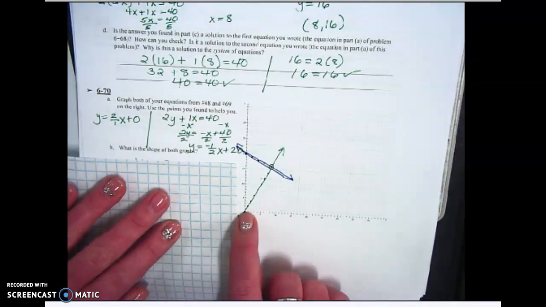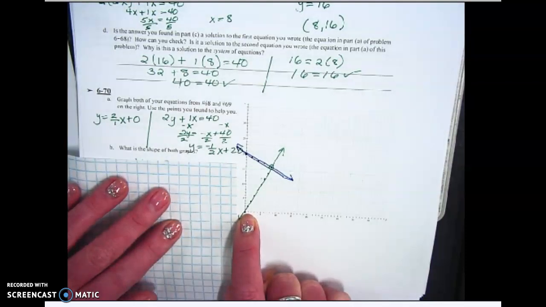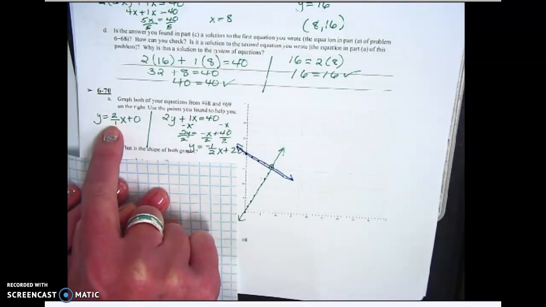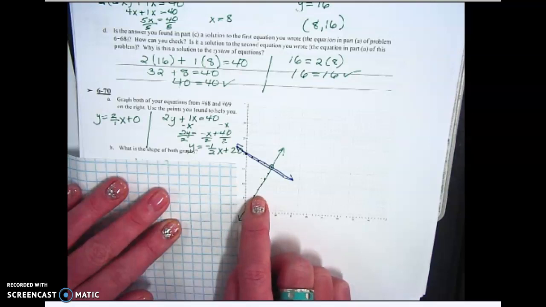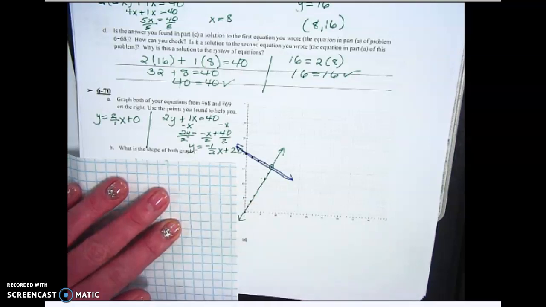The first equation starts at 0 because that's its y-intercept, and then it has a slope of 2 over 1. So you're going to count up 2 over 1, up 2 over 1, up 2 over 1. Keep doing the same thing over and over again.